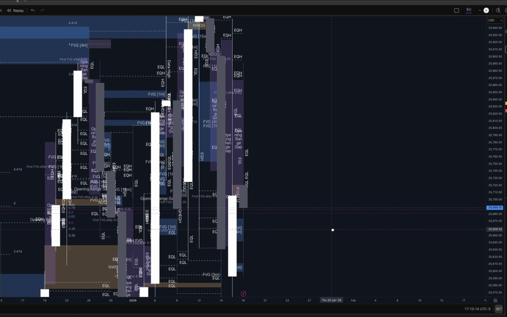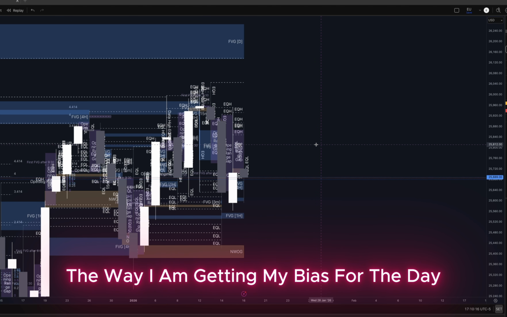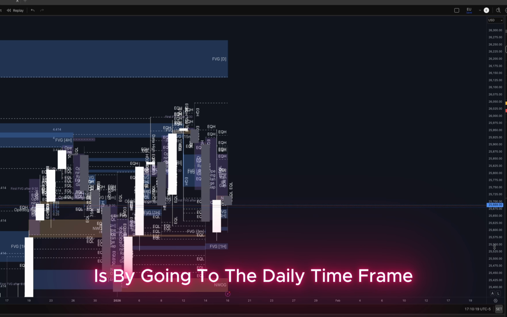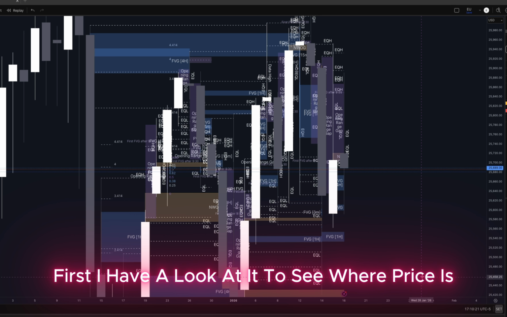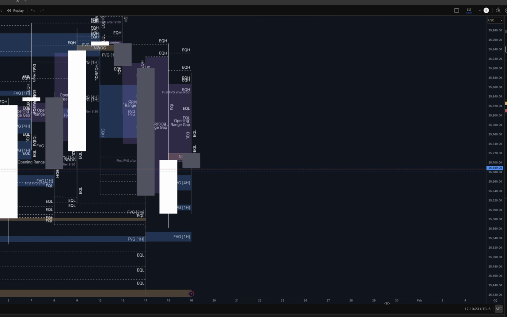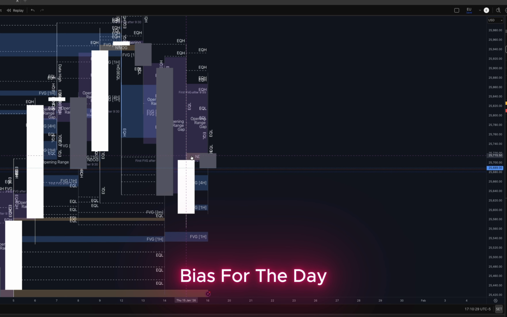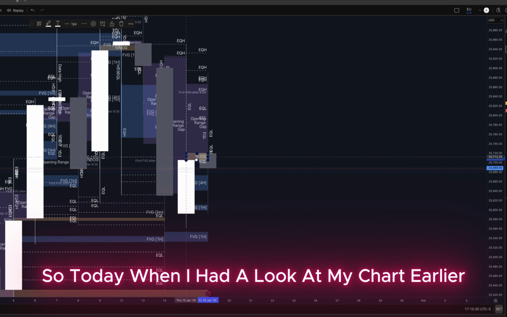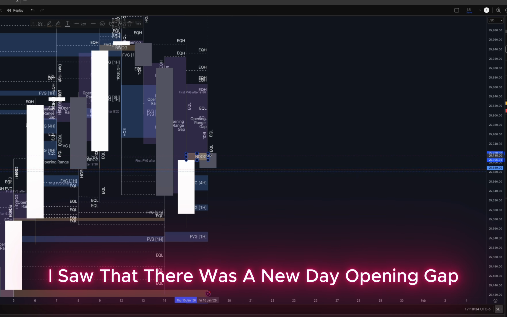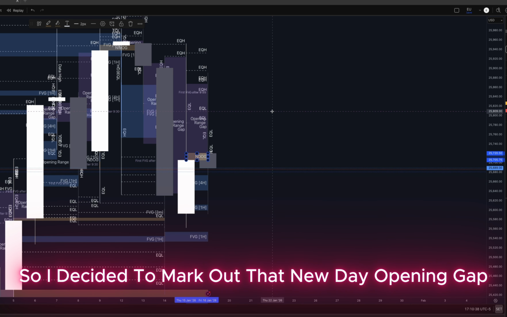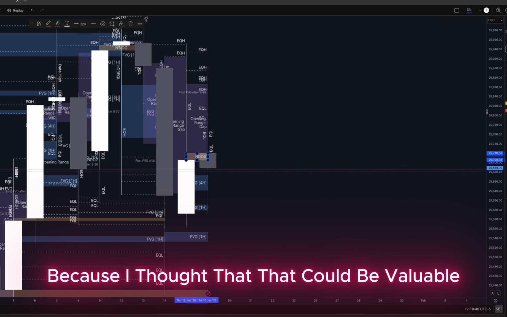First things first, the way I am getting my bias for the day is by going to the daily time frame. First, I have a look at it to see where price is. I mark out everything that I think is valuable for me to determine the bias for the day. So today, when I had a look at my chart earlier, I saw that there was a new day opening gap. So I decided to mark out that new day opening gap because I thought that that could be valuable.